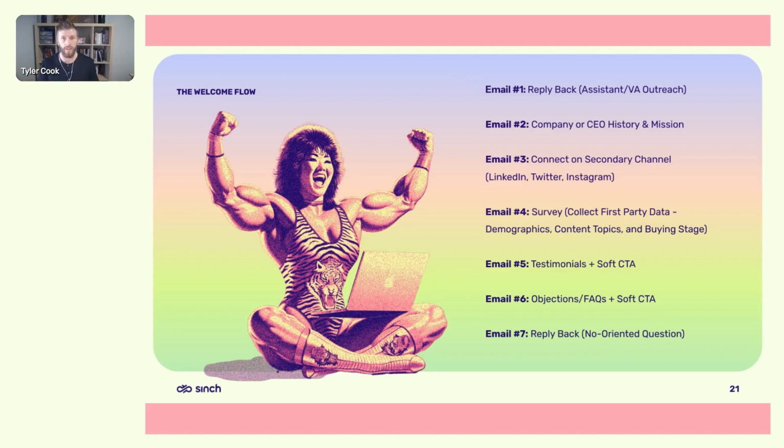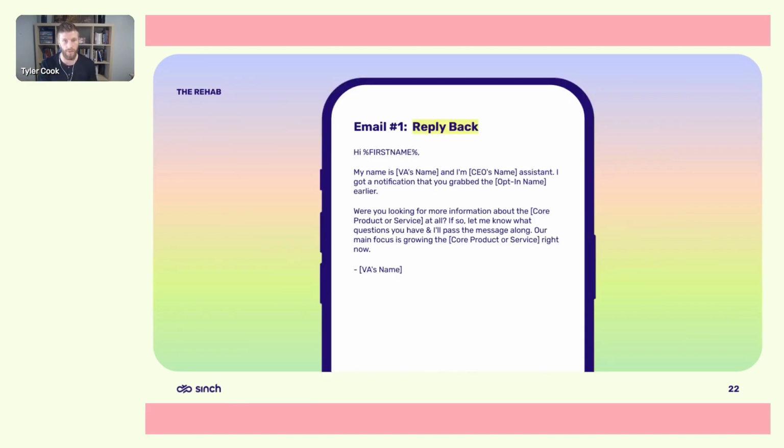Email number 2 is the company history admission or the CEO history admission, and it comes from the CEO. Email number 3 is connecting on a secondary channel. Email 4 is a survey. You're trying to collect that zero-party data of demographics, content topics, and buying stage. Email 5 and 6 shift into a soft sell, where you're putting testimonials and social proof in front of them. Email 6 is overcoming objections. And then number 7, if they haven't replied back at this point, we're using that no-oriented question strategy again to prompt a reply. So here's what these emails typically look like.